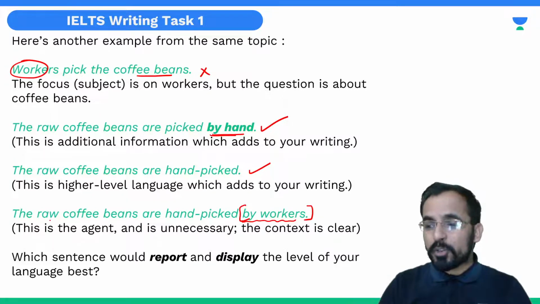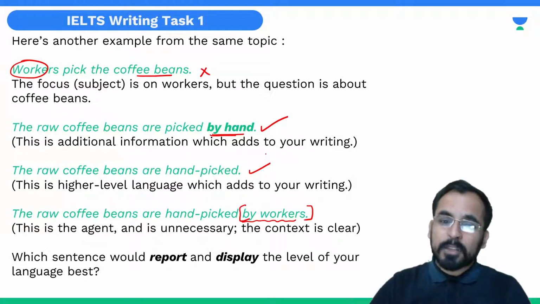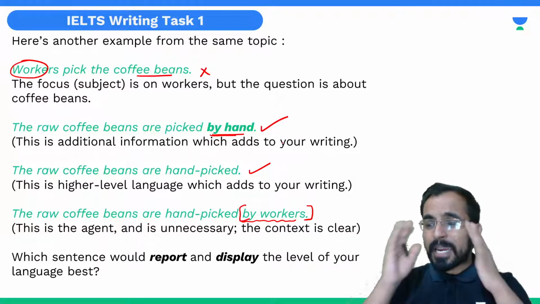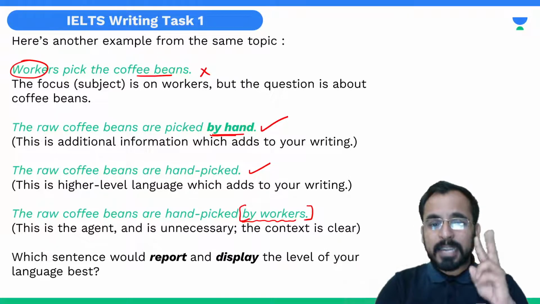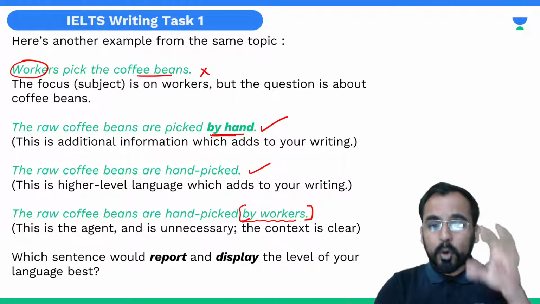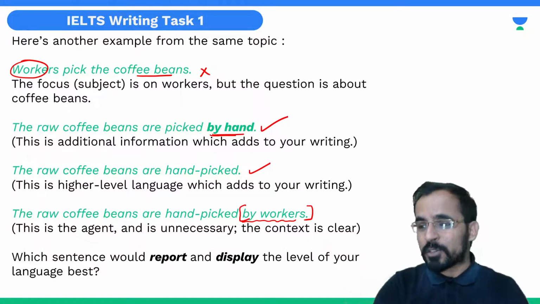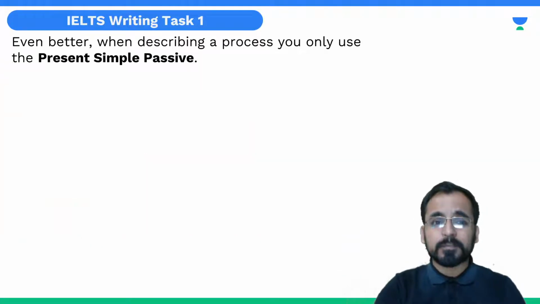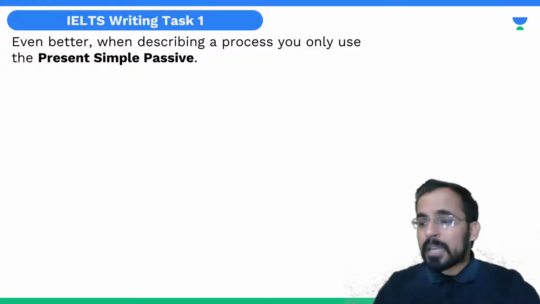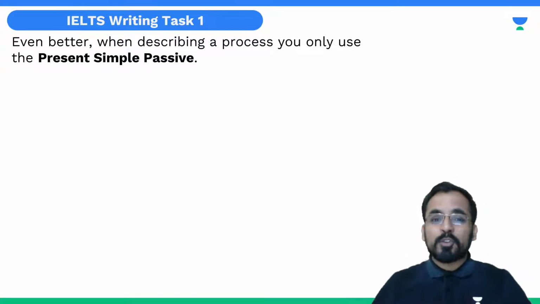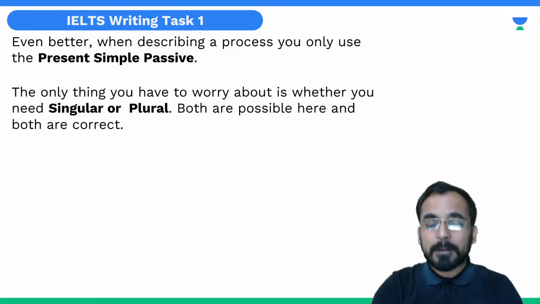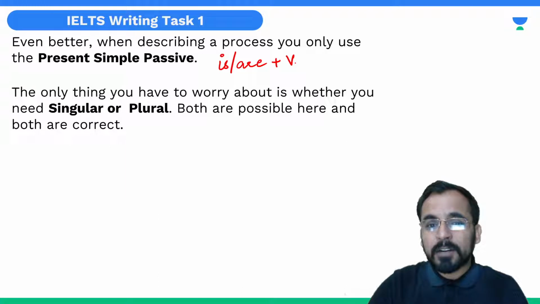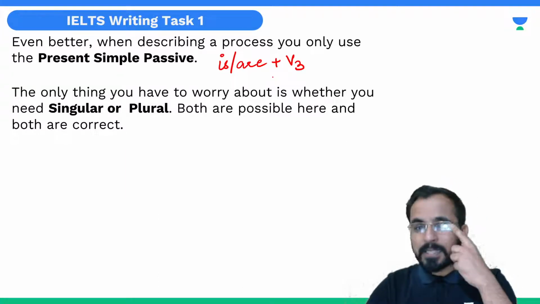So according to you, these two sentences are the best for writing, the second one and the third one. Agree? So the second one and the third one would report and display your higher level of language. Yes? Okay. Now, let's come to the grammar aspect. Good evening, Satinder. So when you are describing a process, only use the simple present passive. Now, what do I mean by that? Simple present passive means is or are plus the third form of the verb. That's how we frame a simple passive sentence, right?